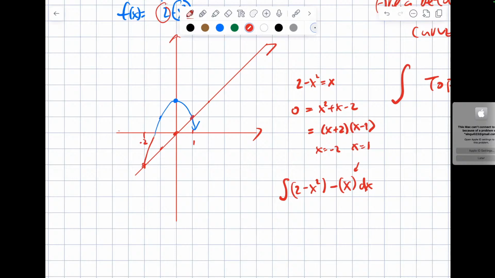And this is going to be from negative 2 to 1. If you do it correctly, you should get 9 over 2. How many of you got 9 over 2 the first time? Okay, good. All right. So let me give you another situation.